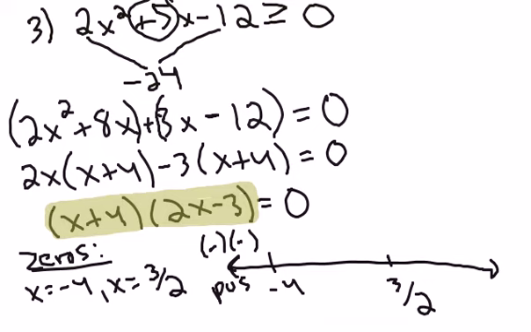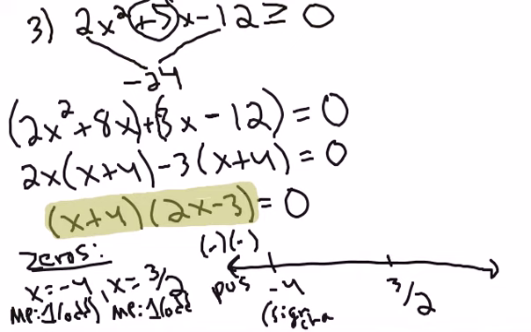I forgot to mention the multiplicity. Both multiplicities are 1, which is odd. So I know that there will be sign changes at both. Let me just make a note of that. Okay. So the sign changes, this becomes negative, and then the last one is positive.